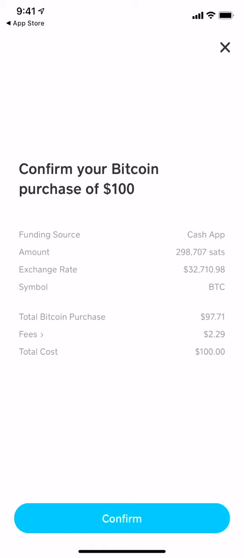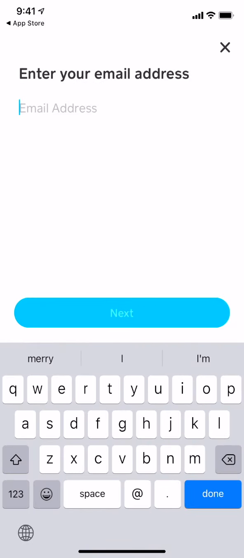The exchange right now is $32,710.98, and I'm buying BTC. And the total Bitcoin purchase is $97.71 because that's how much Bitcoin I'm going to get, because there's a fee of $2.29 for a total cost of $100. I'm going to confirm that. Now, this is the first time I bought and sent Bitcoin from this Cash App application, so it's going to ask me for my email address. Of course, for the video, this will be blacked out.